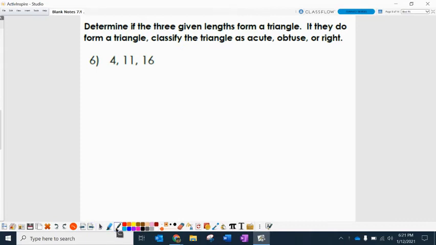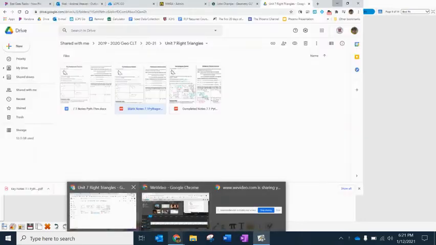4, 11, and 16. Remember, we first need to decide, do these sides form a triangle? So do the sum of the smallest two sides, is it greater than the largest side? So 4 plus 11 is 15. Is 15 greater than 16? Wah, wah.